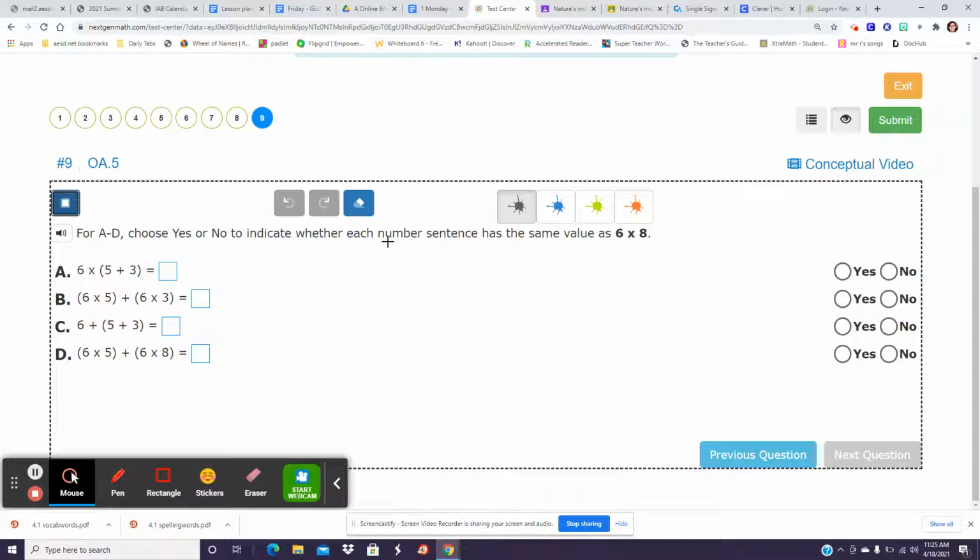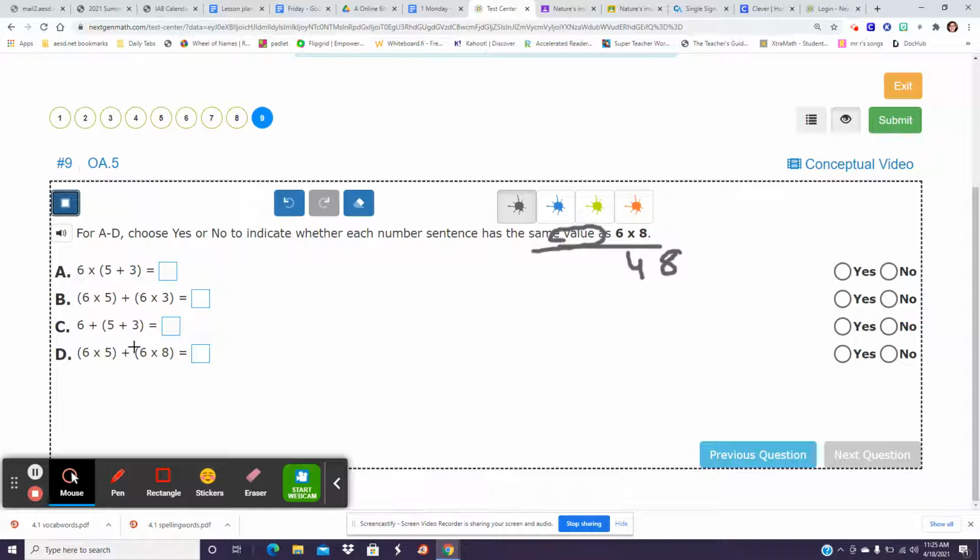You have to indicate whether each number sentence has the same value as 6 times 8. So first you have to figure out the value or the amount of 6 times 8. I'll give it to you. It's 48. Or you could look at a multiplication chart. So now you have to figure out which one of these over here equal 48. If they do have that value, you click yes. If they don't, you click no.